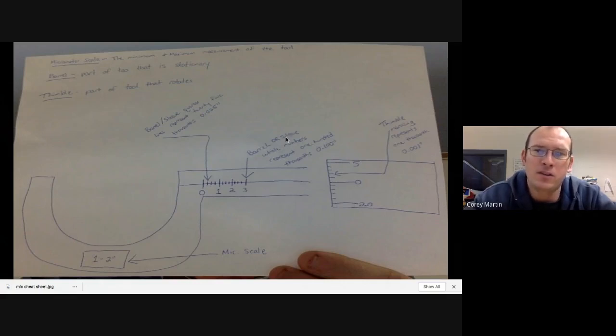On this barrel or sleeve, we have these whole numbers, 0, 1, 2, 3, and it goes all the way up to a 9. In between these whole numbers, we have these little lines or markings. Each one of these whole numbers represents $1, or in terms of a micrometer, it represents 100 thousandths of an inch. So we have 100 thousandths, 200 thousandths, 300 thousandths, and if we kept going, we'd have 400, 500, 600, 700, 800, all the way up to 900 thousandths.